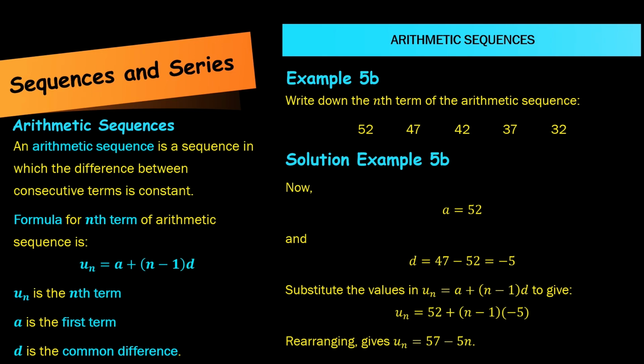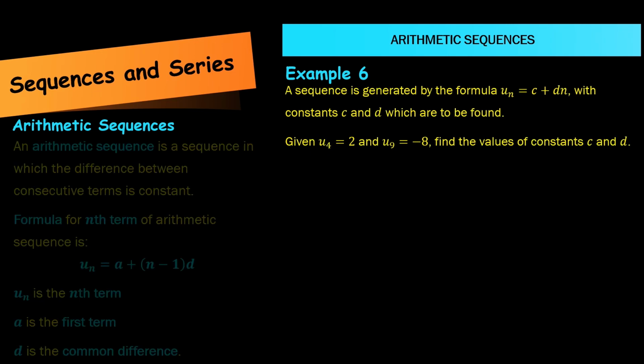Let's now take a look at another example. Pause the video and have a go. Press play when you're ready to view the solutions. So let's solve this. We have a sequence which is generated by the formula u subscript n equals c plus dn, with constants c and d which are to be found. Given that u subscript 4 equals 2 and u subscript 9 equals minus 8, find the values of constants c and d.